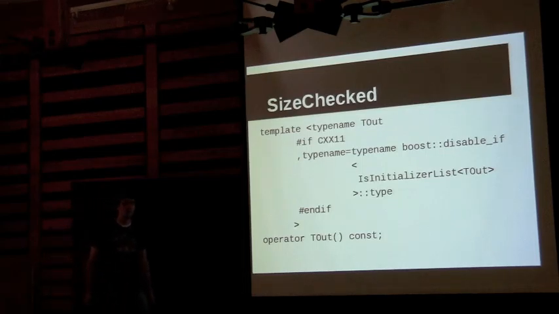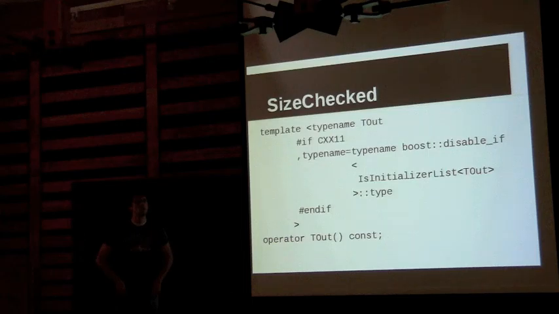So, might it be more general to disable this if your TIN is not convertible to TOUT rather than special casing initializer list? Yeah, so we have that. The issue is there were a number of rules. Well, number one, I didn't think about that. Number two, there are a number of other rules, not just it's the same size. So there are some places where you can't. We have special enumerated types, and we wanted to allow casting to those special enumerated types, which are not integral types and not castable as far as the std or the boost cast assignable. Okay, so that makes sense.